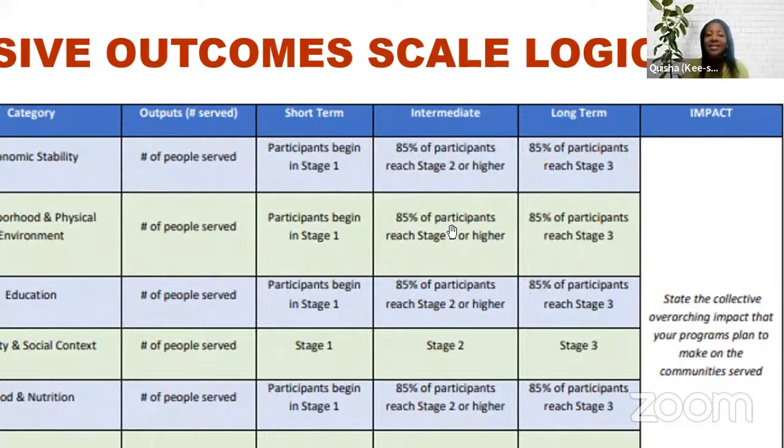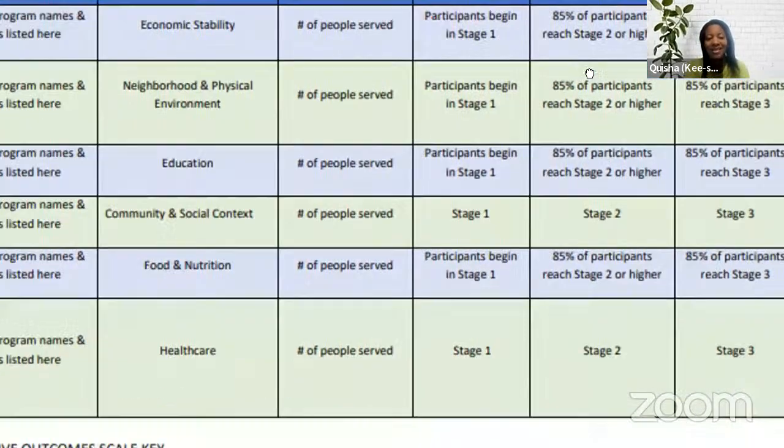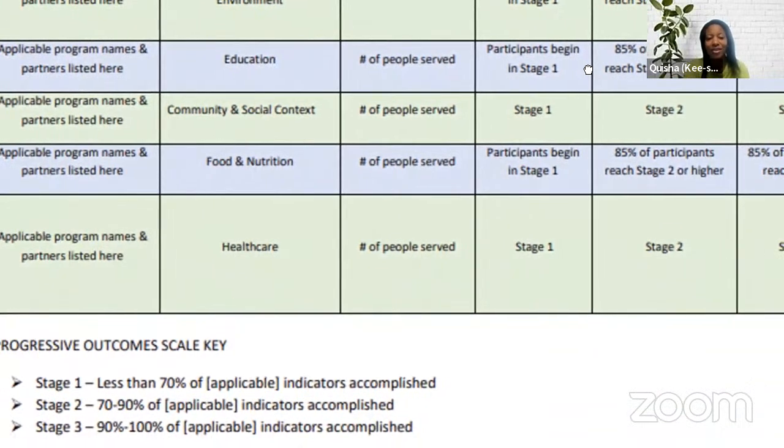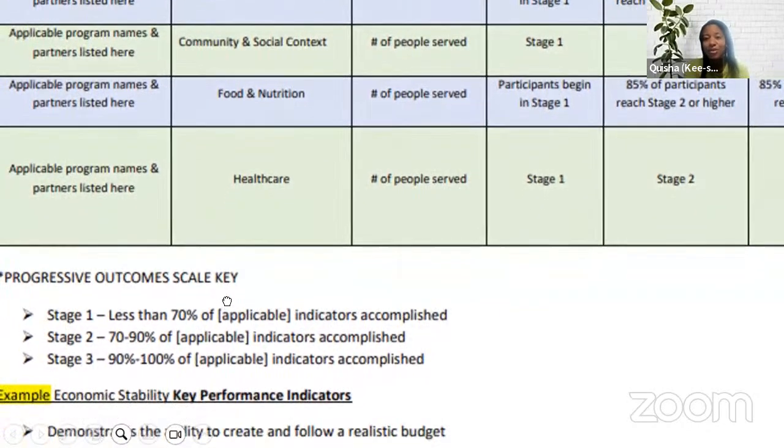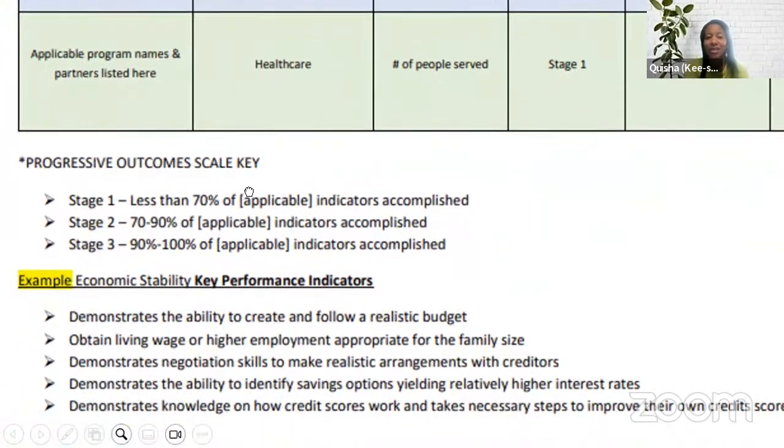that would mean that about 85% of our participants would reach stage 3. And stage 3, again, we saw that scale down here, and this is just explaining what those particular stages mean. Stage 1 is less than 70% of the indicators have been accomplished. Stage 2 is 70 to 90%. And then finally, stage 3 is mostly all of the indicators have been accomplished. And again, those indicators are stated here. There may be several more, but because this screen is so small and I'm doing a short preview with you, it's a short list.